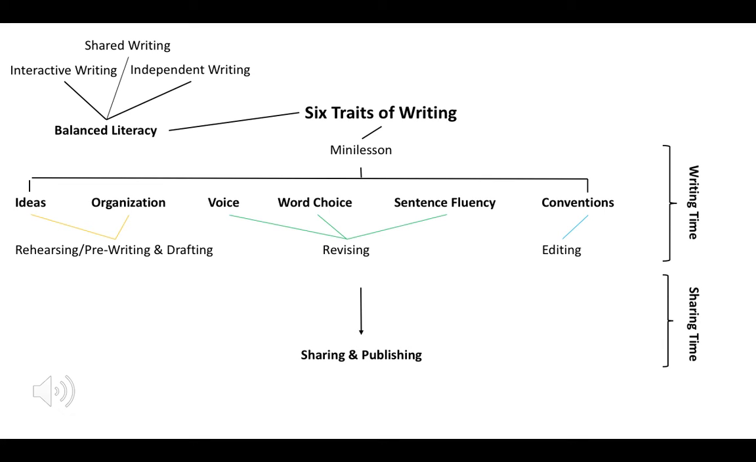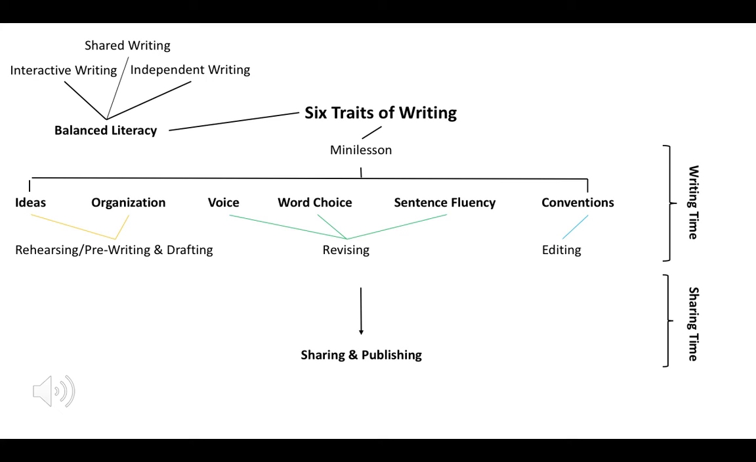Then we will move into the third trait of voice, and voice is the personality of the writer that should come across to the reader. So this is what makes the writing authentic and interesting to the reader. Then we have word choice, which is the language that keeps readers interested instead of getting bored. So this is using powerful verbs and adjectives instead of just the same old words repeated over and over again.